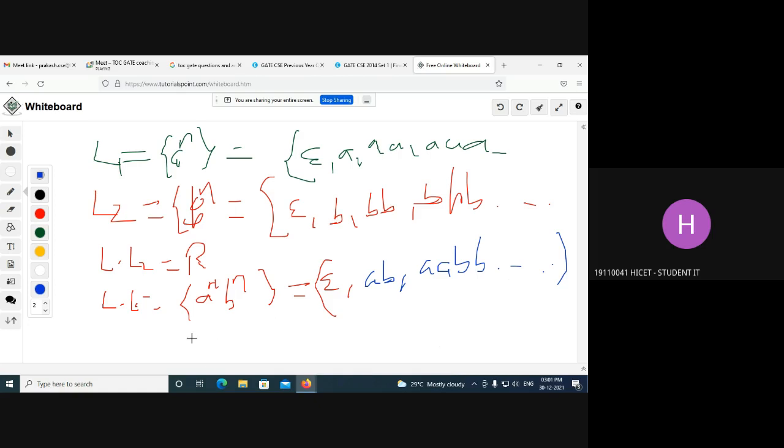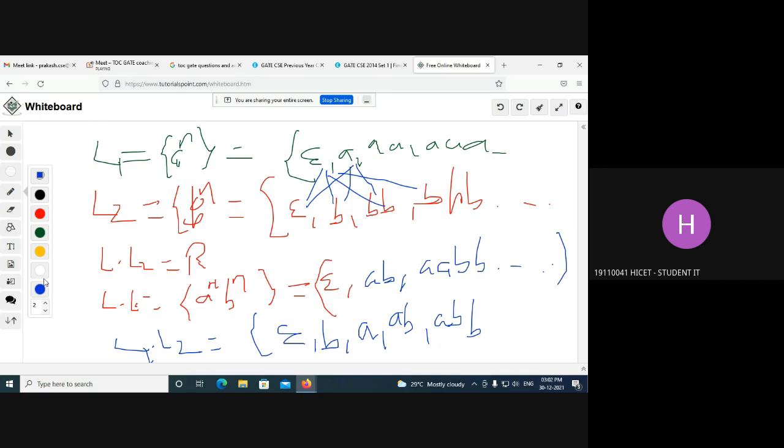Epsilon into anything. L1 dot L2 equal to, you need to multiply this with every term. Next, A into everything. Am I right? Yes, sir. So epsilon into anything is the same thing: epsilon, B, then epsilon into double B, then A into epsilon, A, comma, A into B, AB, A into double B, A double B.